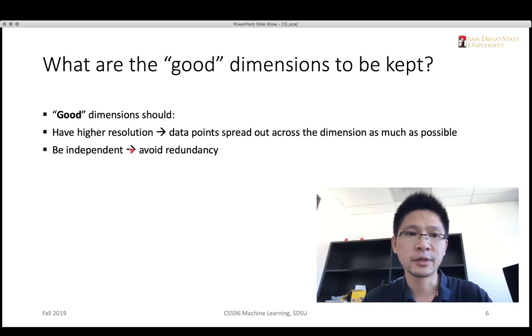And the second standard is that those selected good dimensions should be independent from each other. That is another way of saying we don't want to have highly correlated dimensions. Because if two dimensions are extremely correlated, then these are just redundant features. We don't want to use two features to describe one data if one feature is enough. Okay, so here are the two basic standards for choosing dimensions on high dimension data sets.